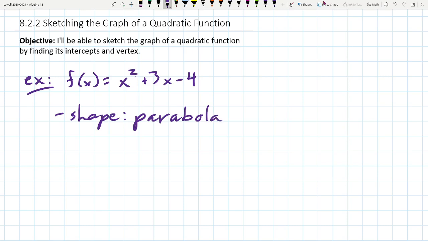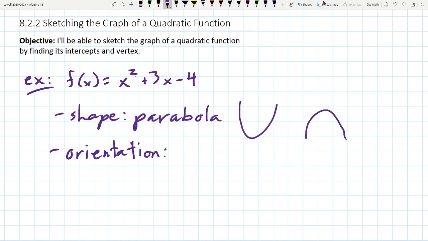Now, you could have a parabola that opens up like a cup or down like a frown. So the question is, which one is correct? The name I would use to describe that opening is its orientation. Does it open upward or does it open downward?